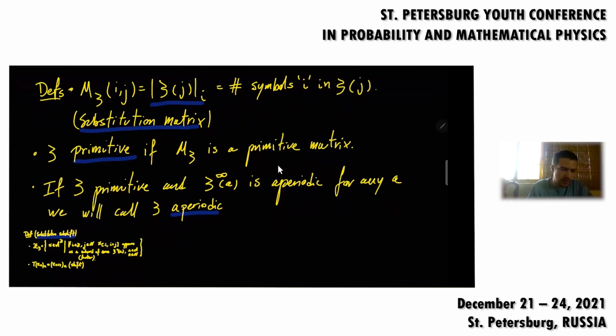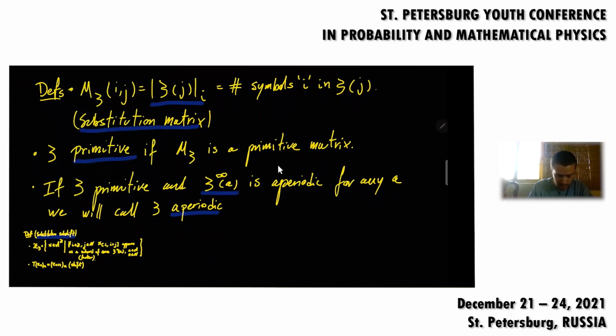Since we are always assuming that our substitutions are primitive, I can give a second notion about the substitution: when the substitution is aperiodic. We can always assume there exists a fixed point for some letter a that we iterate infinitely many times, just as in the case of the Thue-Morse word. If this fixed point is aperiodic, we're going to say that the substitution is aperiodic.